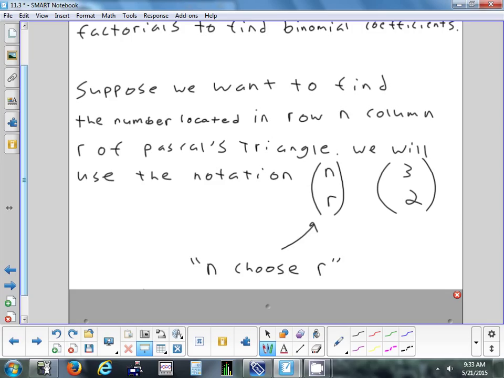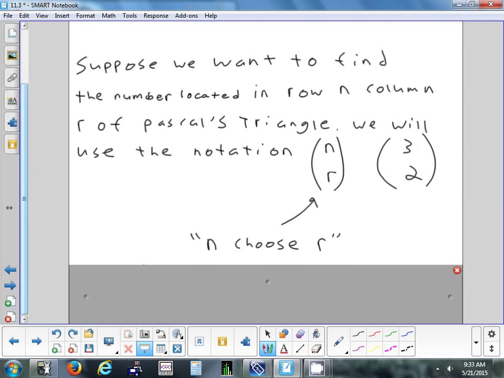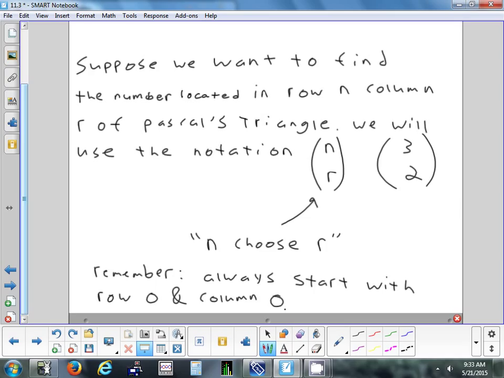All right, we'll tie in that idea a little bit more next week. I just want you to understand where this pronunciation is coming from. So if it's 5 choose 2, that means if you had 5 different objects, how many different ways can you pick 2 out of the 5? Well, in Pascal's triangle, if you go to the 5th row, column 2, it would tell you how many ways there are to do that. Just make sure you always start with row 0, column 0.